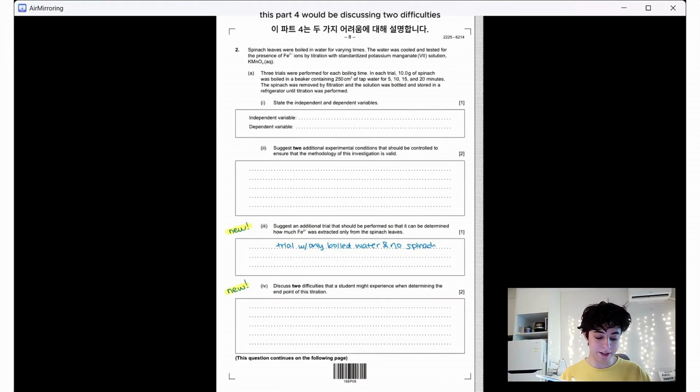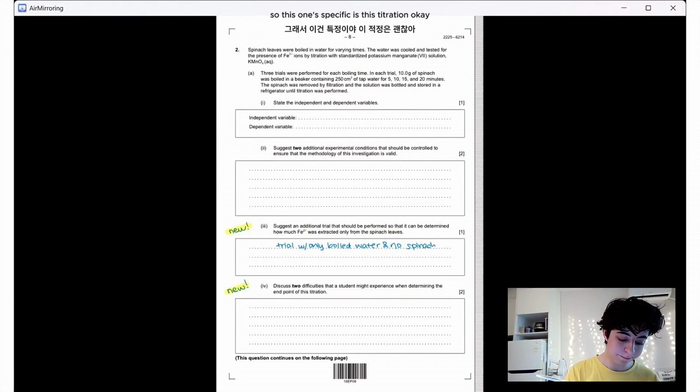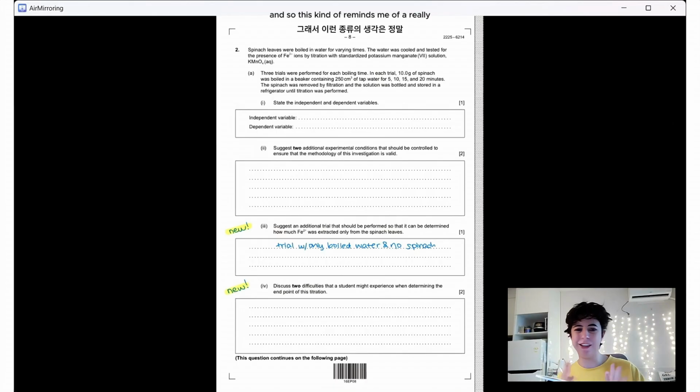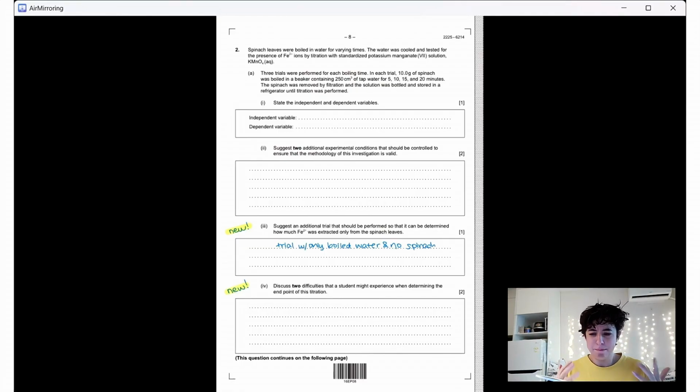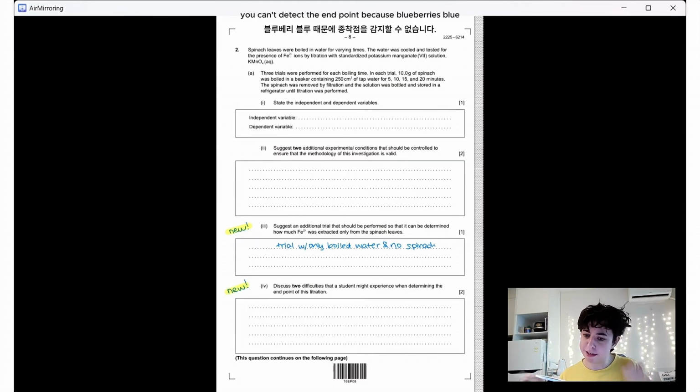This part 4 would be discussing 2 difficulties that a student might experience when determining the endpoint of this titration. Okay, so this one specific is this titration. And so this kind of reminds me of an old paper 3 question, I don't know how old, it's been a hot second, where it was some titration with blueberries or something, and the endpoint was blue. And so it was like, okay, you can't detect the endpoint because blueberries are blue, you couldn't tell, it would be blue before and after, right? And so immediately I was thinking of that one whenever I was approaching this question myself.